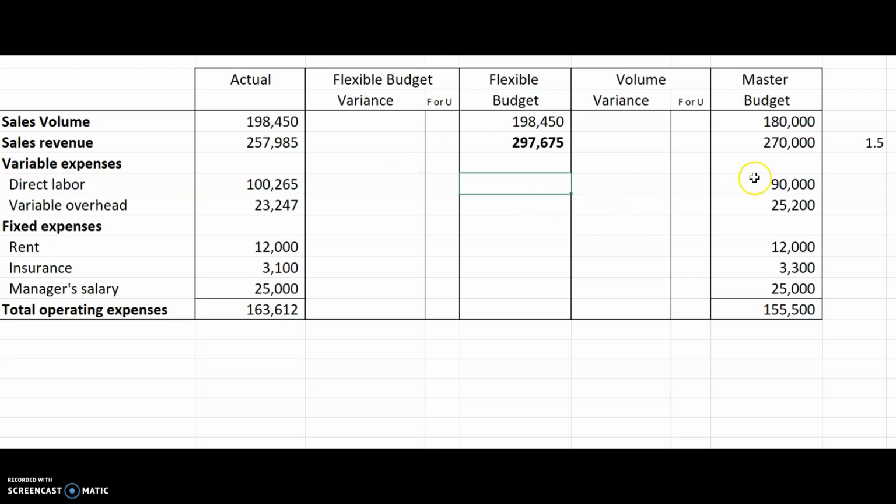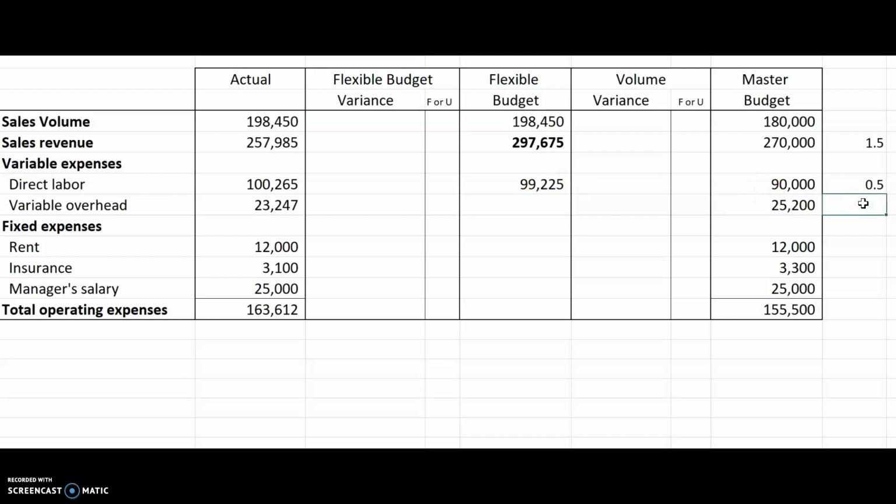Direct labor is a variable expense. We incurred 90,000 to make 180,000 units, so that means the direct labor cost per unit was 50 cents. So our direct labor cost to make 198,450 units, we take 198,450 times the 50 cents. That means our direct labor cost is 99,225.